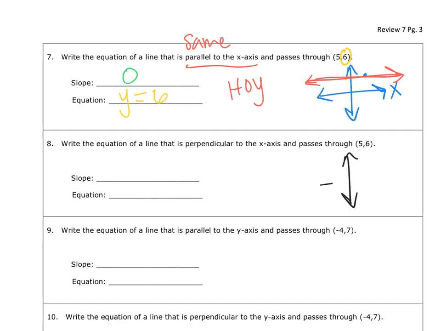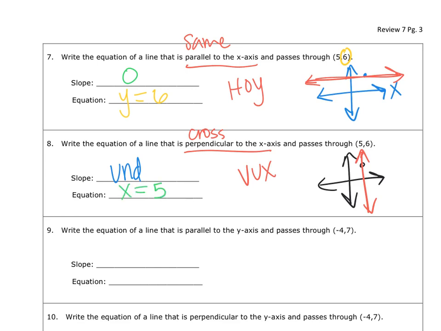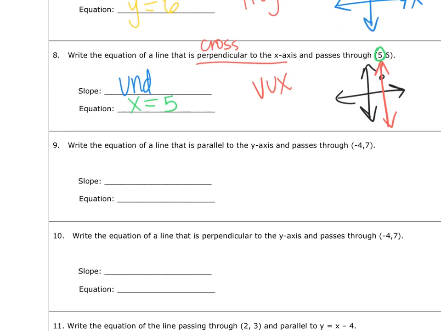Problem 8, similar situation. We have the point 5, 6. And this time they want perpendicular to x, which means it's going to cross the x-axis. So to cross the x-axis would go like that, and it would be a VUX. The U in VUX is for the undefined slope. The X in VUX is the equation. X equals the x in the point you were given.